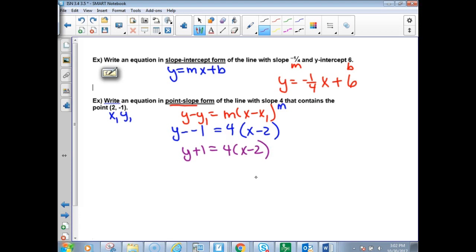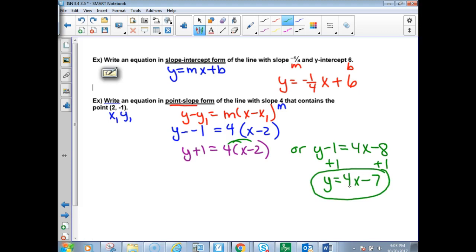Really, we should take this a step further and get it in y equals form, okay? But if it said point slope form, I could take this, right? If it says put it in y equals mx plus b form, then you might have to take it another step, which I'll show you. So we would need to distribute: y plus 1 equals 4x minus 8. I distributed the 4 to get to this format, and now I would add 1 to both sides, and I could write the equation y equals 4 times x minus 7.